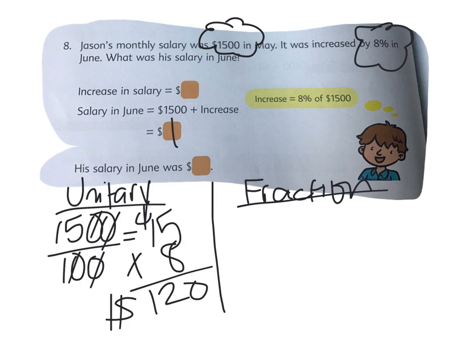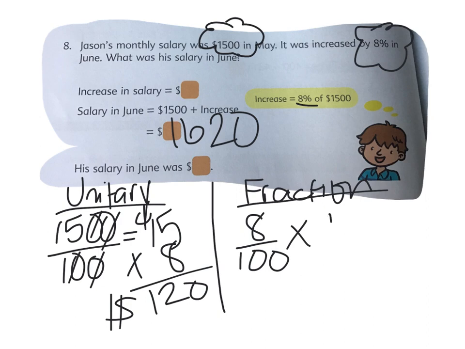So it's going to be $1,620. Let's look at it the fraction way. So what is the fraction of 8%? 8 over 100. Of means to multiply 1,500. So again, take off the 2 zeros. We have 8 times 15 over 1, which equals 120.